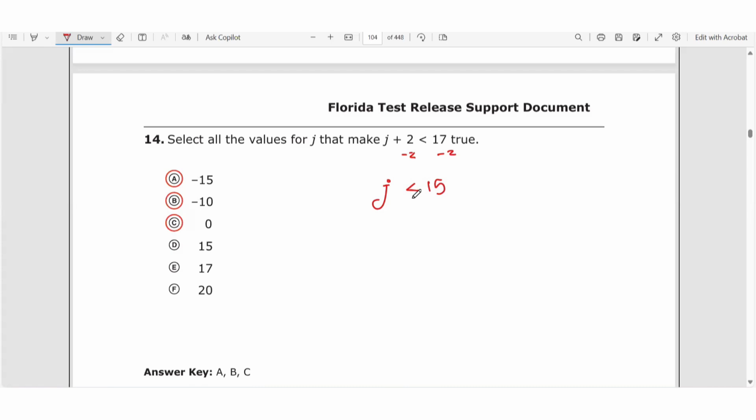Any number from 14.9999 back to negative infinity will work, which means 0 is less than 15, negative 10, negative 15. This, and this, these are not less than 15. So we have to be careful. So we have a vast number of answers that would have worked, okay?